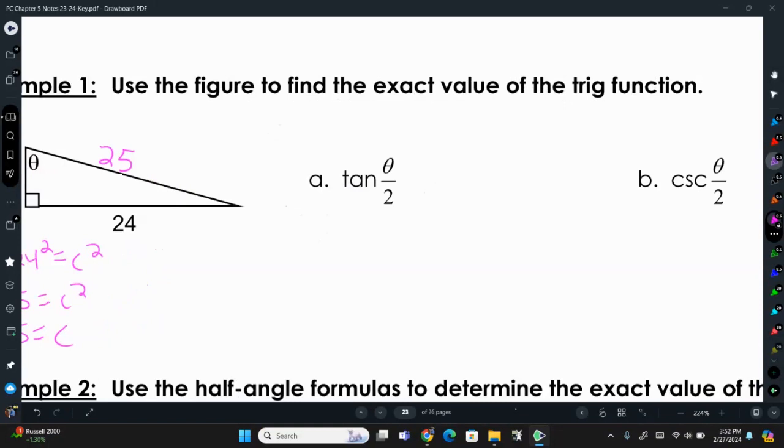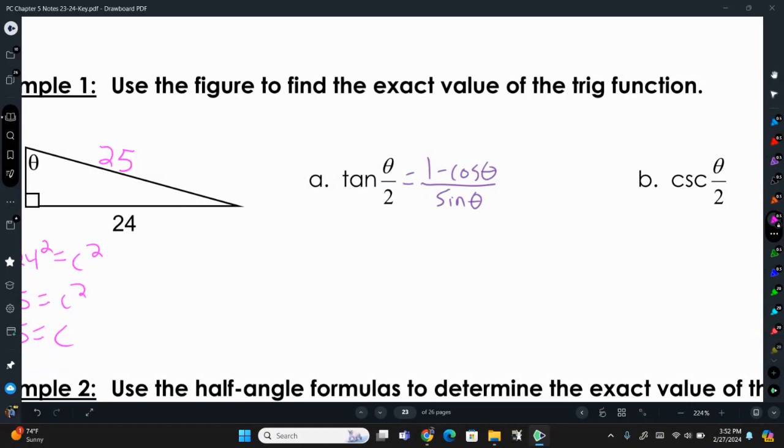So the tangent of theta over 2, if we look at our formula, we actually have a few options. We can do plus or minus the square root of 1 minus cosine over 1 plus cosine. We can do 1 minus cosine over sine, or we can do sine over 1 plus cosine. It doesn't matter which one we choose to do. I'm going to do the 1 minus cosine. So 1 minus cosine theta over sine theta.